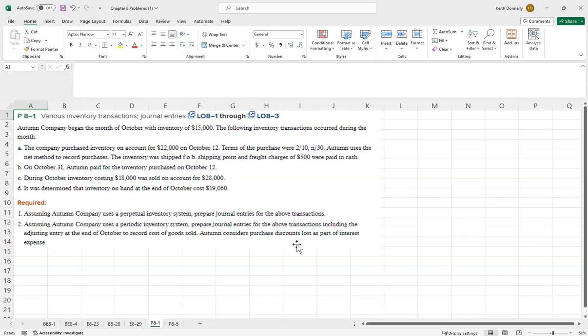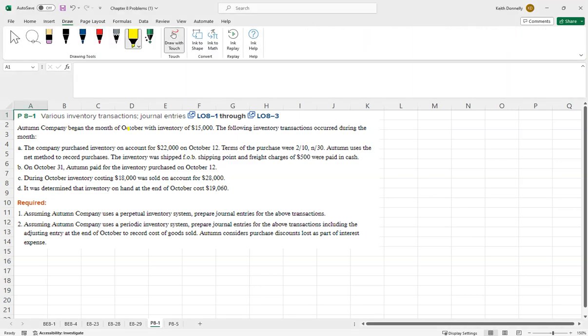So they're giving us some information. We've got Autumn Company. They began the month of October with inventory of 15,000. So that's our beginning inventory. During the month, they engaged in some transactions. It looks like they purchased some inventory on account for 22 grand, 2/10 net 30. They used the net method to record it, and the terms were FOB shipping point with freight charges. So we bought some inventory, there was a discount, and we paid some shipping.